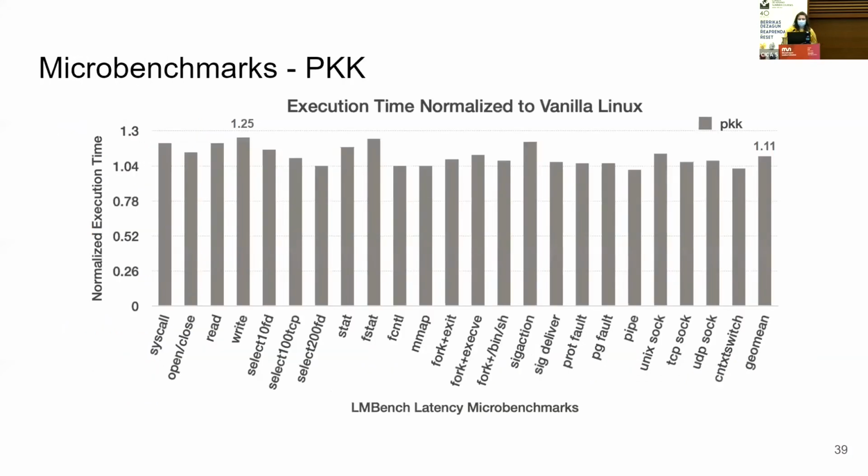So in this picture, we see that PKK, except for very small services, incurs negligible overhead. The geomean overhead is roughly 11%, and the maximum is 25% for the write system call. Generally speaking, the cost for the small services is because it enters the kernel, so it incurs the cost of saving and restoring the PKRU register, but it performs a brief amount of work. So the cost is visible in these cases.